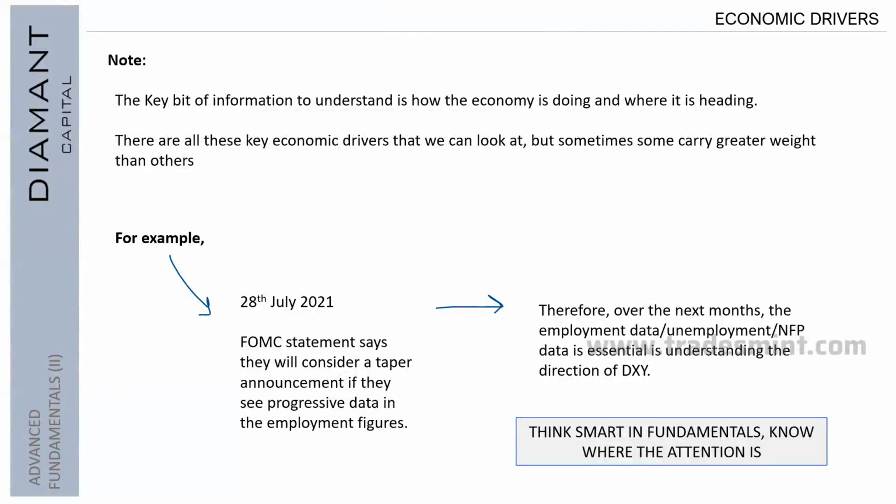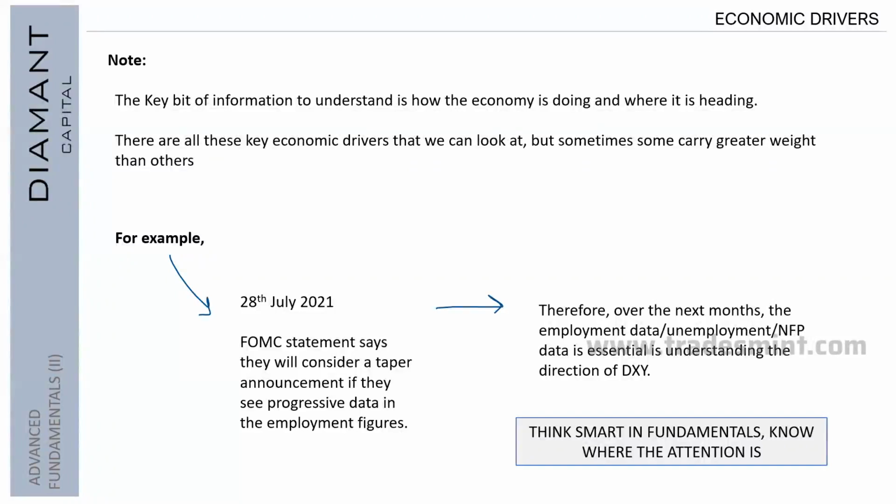So these are all the key economic drivers that we will look at, but sometimes some of them carry greater weight than others. For example, on the 28th of July of this year, 2021, we had the FOMC meeting where they stated that they will consider a taper announcement if they see progressive data in the employment figures. They specifically hinted at the employment figures. Therefore, over the next few months, the employment data, the unemployment, and the rest of the NFP data that is released in the first week of every month, is essential to understanding the direction of DXY.